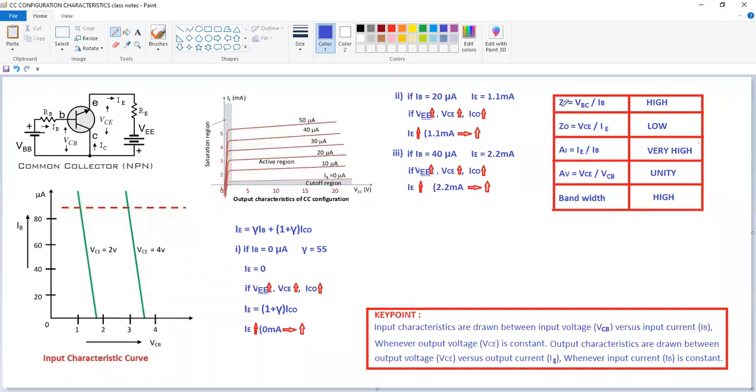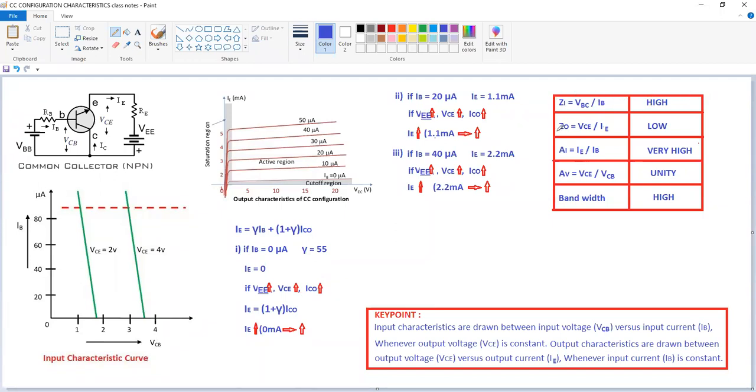Now see the input impedance, output impedance, current gain, voltage gain, and bandwidth in this case. Input impedance is given by the input voltage by the input current. Here the input voltage is VBE and the input current is IB. Here IB is in microamps, so the denominator is a small value, and the total value will become high.